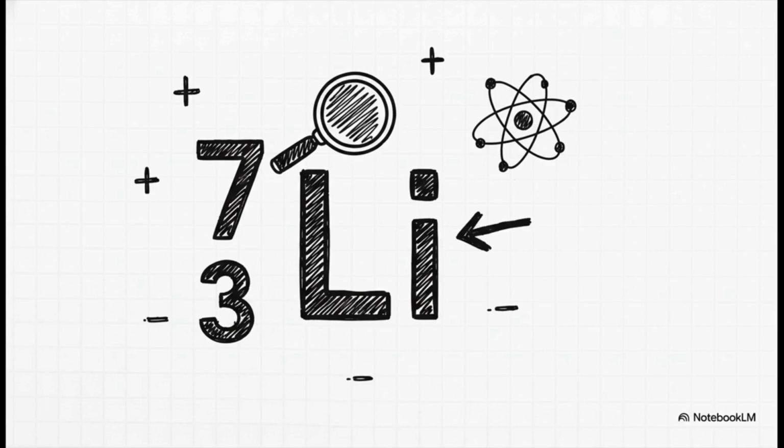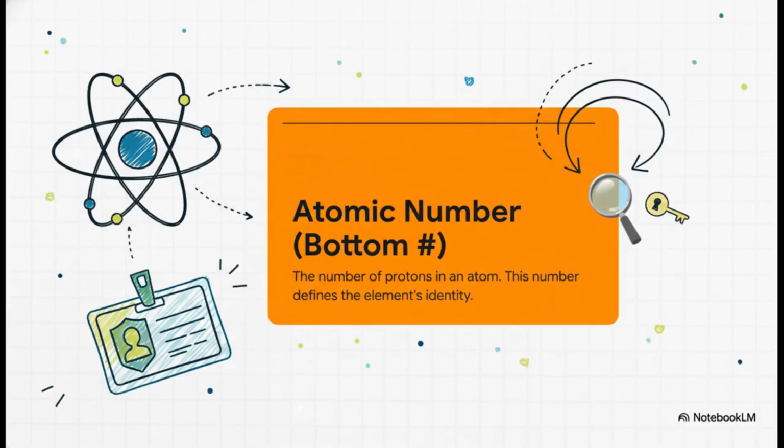Now, I know it might just look like some letters and numbers, but I promise you, those two little numbers hold the key to figuring out exactly how many protons, neutrons, and electrons are in this atom. Okay, first things first, let's look at the bottom number, that 3. This is the atomic number, and it is, without a doubt, the most important number here.